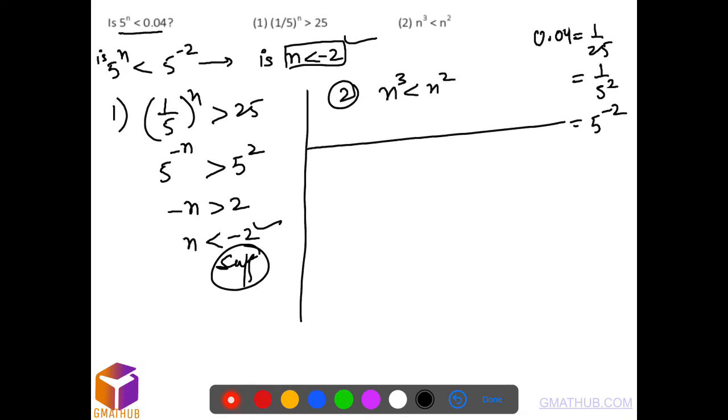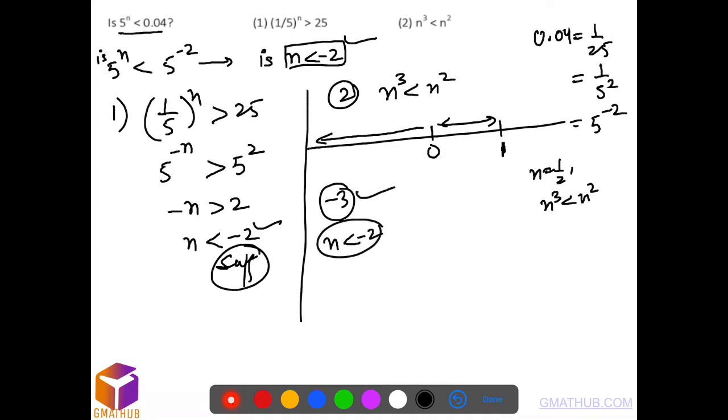Second, n cube is less than n square. Now this can happen in two ways. Between 0 and 1 also. For example, if n is equal to 1 by 2, so n cube will be less than n square. It can happen in negative area also, like minus 3. Okay, so n could be less than minus 2, like here, but n will be more than minus 2 here. So this is not sufficient.